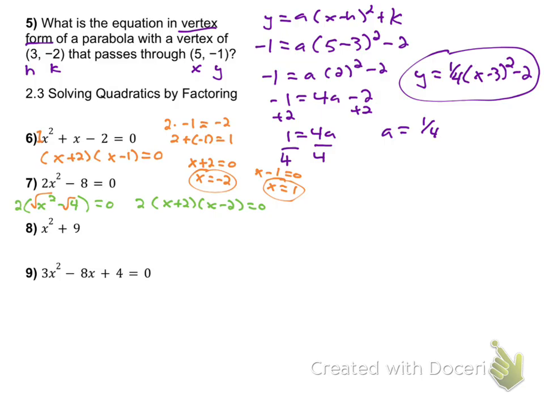You take all 3 factors and set them equal to 0. 2 equals 0 is nothing. X plus 2 equals 0. X minus 2 equals 0. X would equal negative 2. X would equal 2.